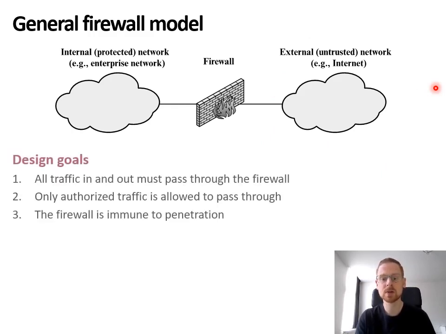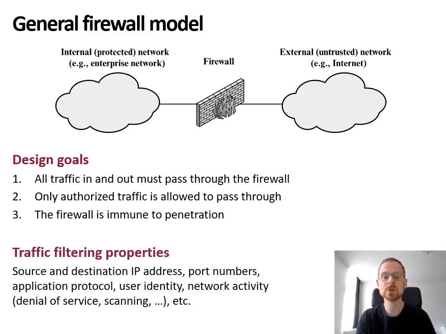And the firewall has several design goals, 3 to be specific. First of all, traffic that comes in or goes out of the network must pass through this firewall, so it can be inspected and the firewall can decide whether or not to let it through. Second, only the authorized traffic is allowed to pass through the firewall. And third, the firewall should be immune to penetration. As such, it should make use of secure hardware and software.